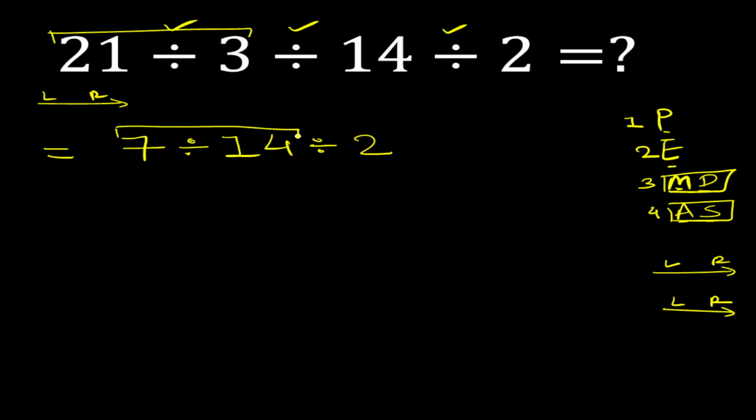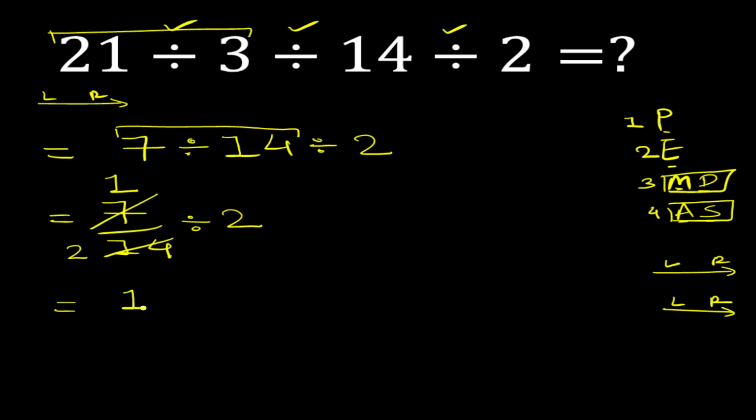Now 7 divided by 14 can be written as 7 upon 14, divided by 2, right? Now 7 divided by 7 is equal to 1 and 14 divided by 7 is equal to 2, right? So now we have 1 upon 2 divided by 2.